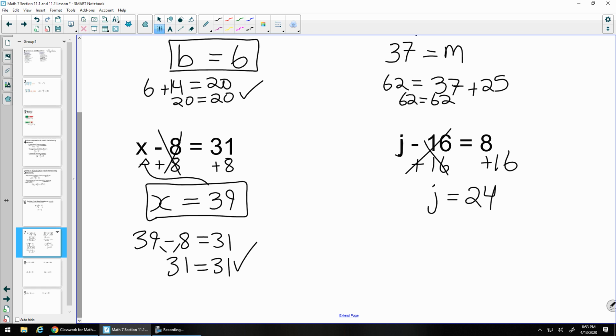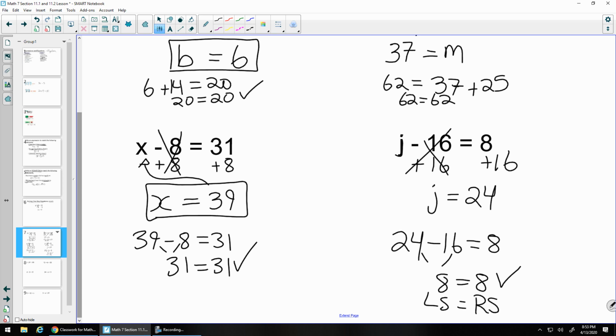Now I need to double check. Is j actually equal to 24? I put 24 in place for j. 24 minus 16 is equal to 8. Does 24 minus 16 equal 8? Yes, it does. 8 is equal to 8. Yes, the left side of my equation is equal to the right side. That is how I check and see if I am correct.